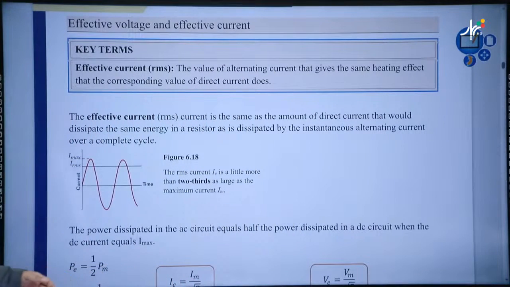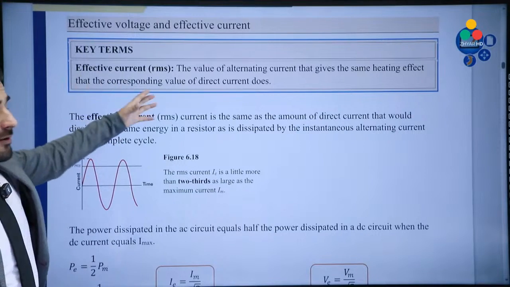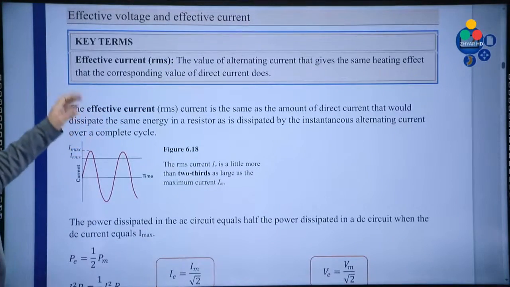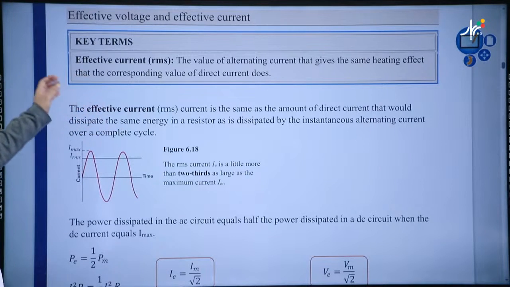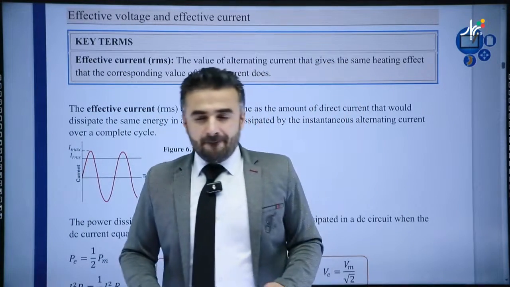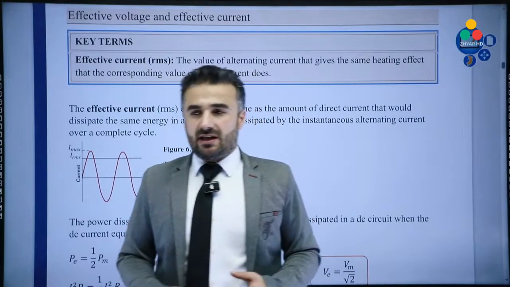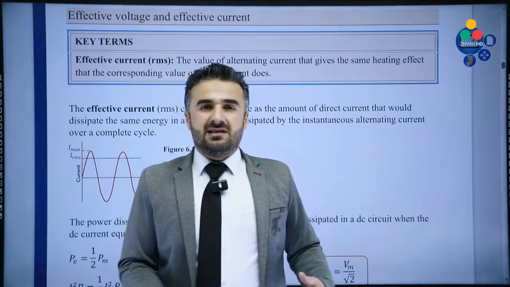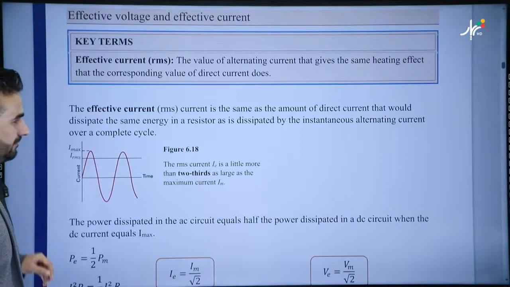So what would be the difference between the two, or why do we call it effective? We have a term called effective current, or sometimes we call it root mean square. So what is this? It is the value of the alternating current that gives the same heating effect that the corresponding value of a DC, or direct current, does. In other words, effective current is the value of the current that gives the same heating effect that a DC does. What do we mean by this?